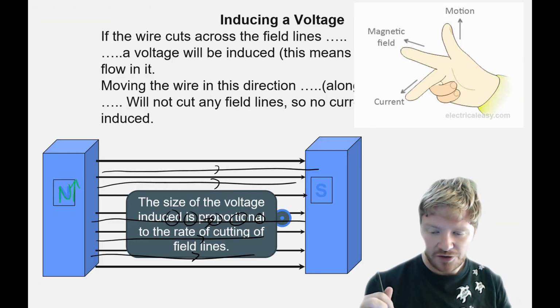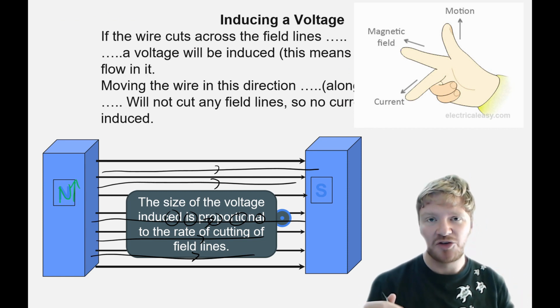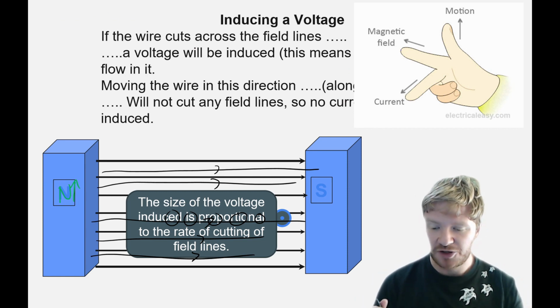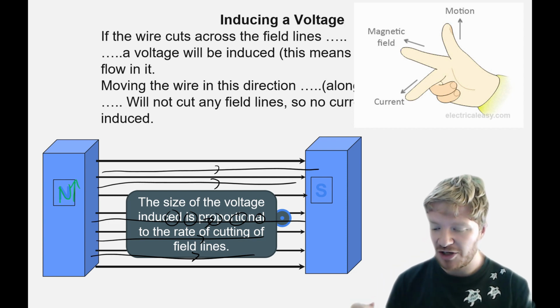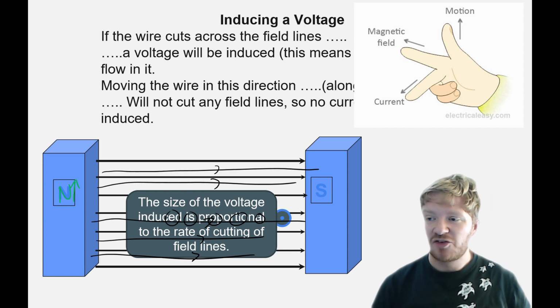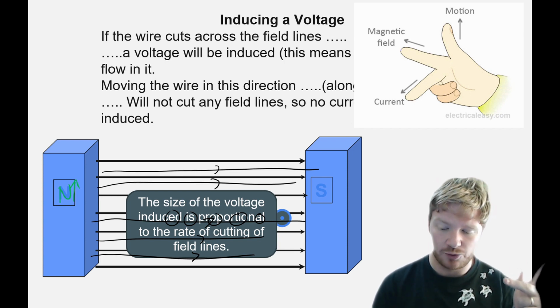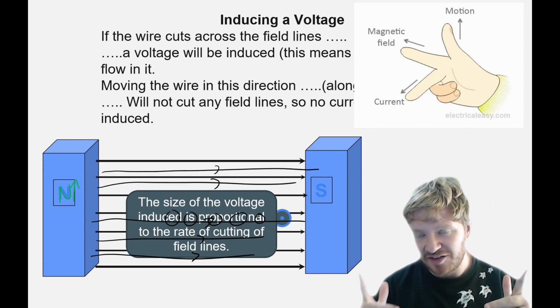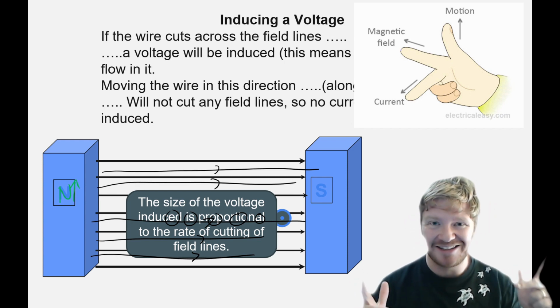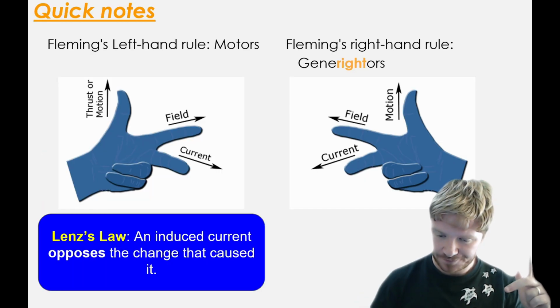Now, what we have to remember, though, is in the exam, you might be asked to find the direction of current. When you're asked to find the direction of current, what you need to know is that you have to use still Fleming's rule, but before we were using Fleming's left-hand rule. When we're generating a current, when we're putting motion in and getting a current out, we have to use our right hand.